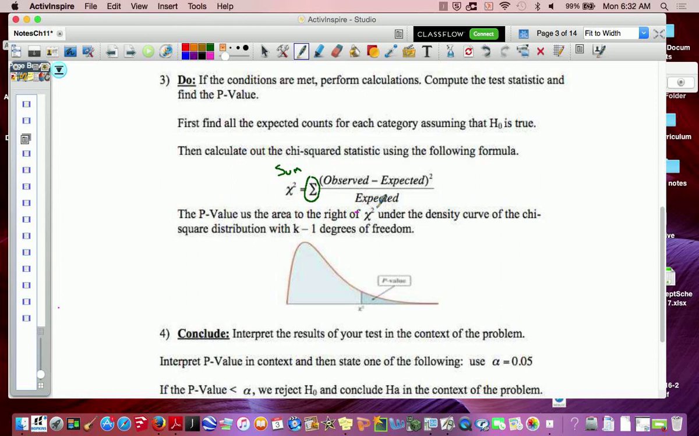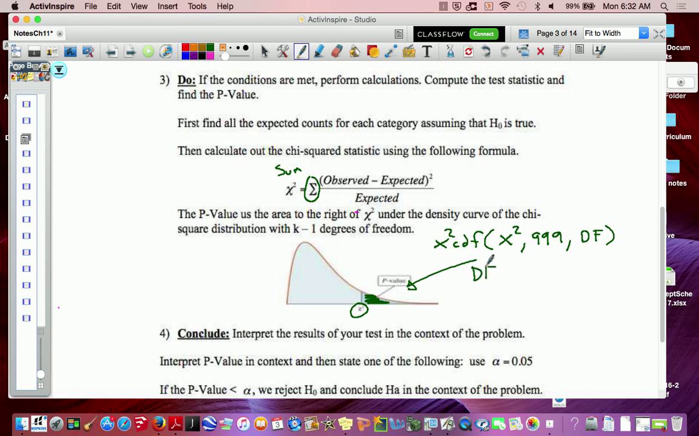Now you take that chi-squared statistic, and on your calculator you can use the function called chi-squared CDF. What you'll do is enter your chi-squared statistic to positive infinity, and then your degrees of freedom. You can see here on your graph, here's your shaded region from your chi-squared statistic to get your p-value. So you can use this function on your calculator.